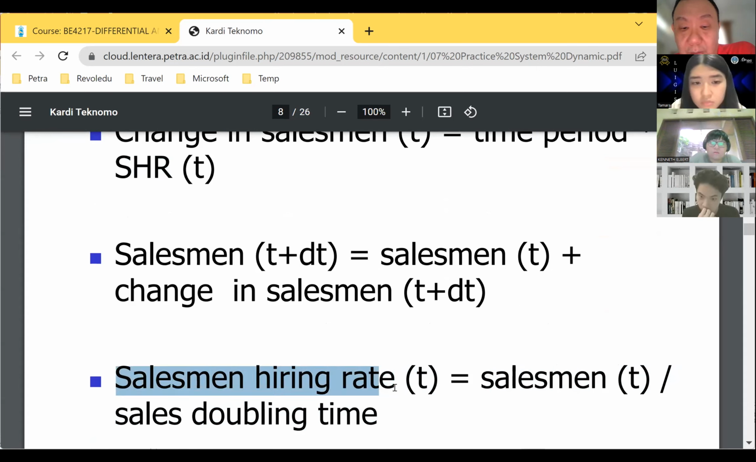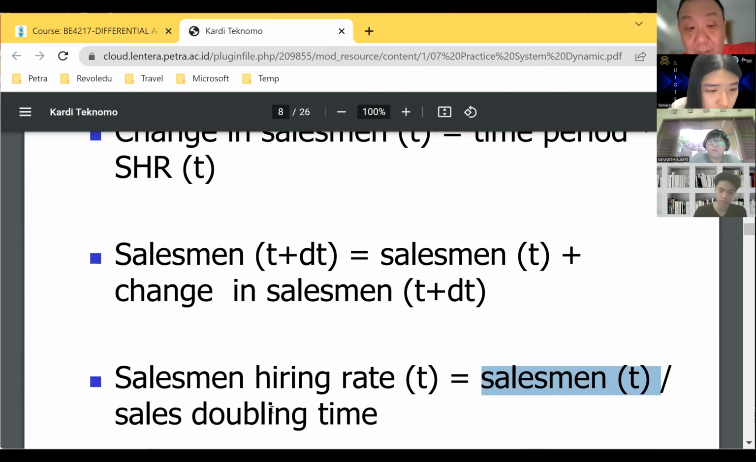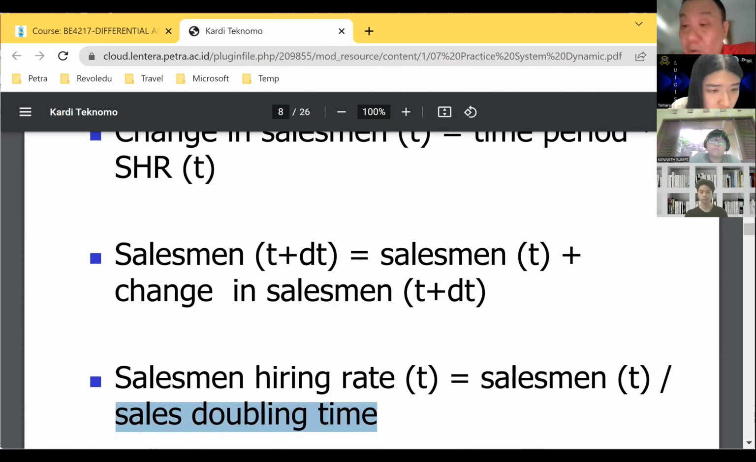This one. Can you see? Okay. So this is just the same as this one, which is the same as the salesman. This is the level, divided by a constant, right? What is the sales doubling time? 50, right?